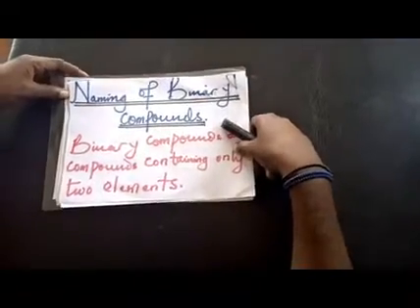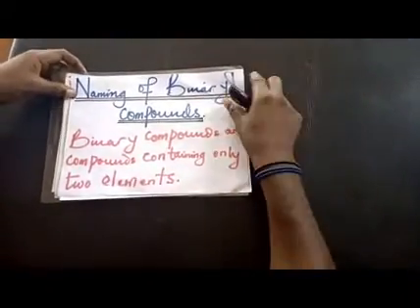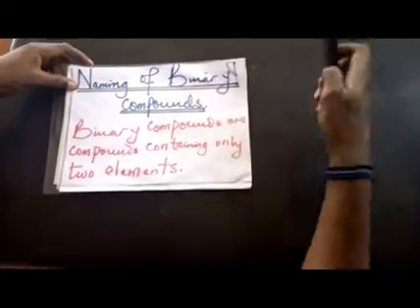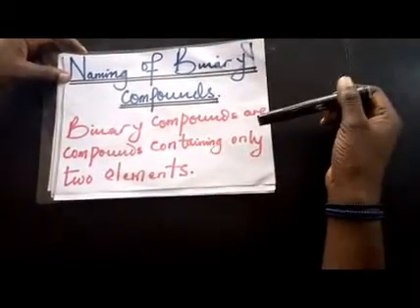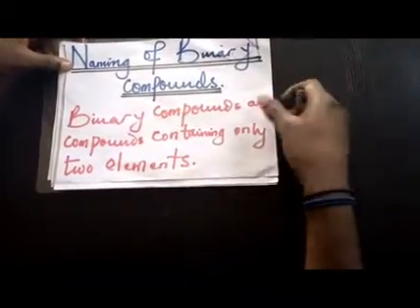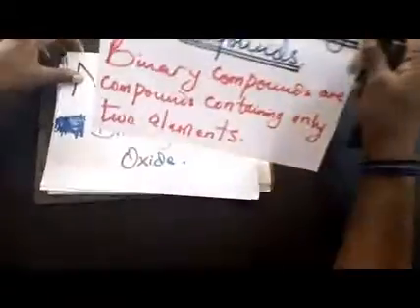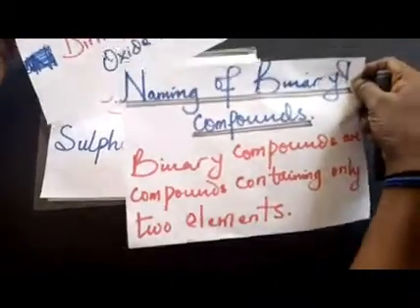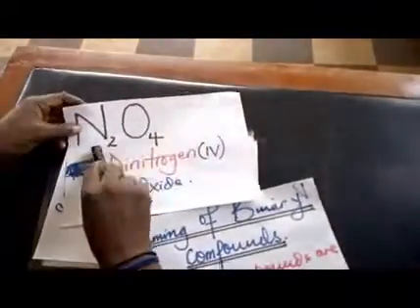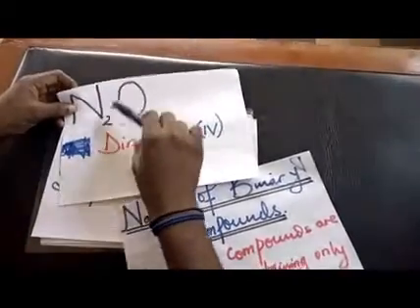Today we'll be looking at naming of binary compounds. What are binary compounds? Here we say binary compounds are compounds containing only two elements. Examples of such compounds are, in this case, nitrogen and oxygen, that's N2O4.